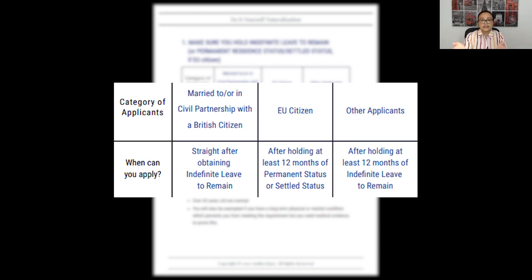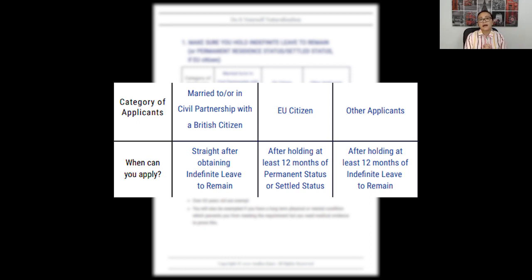Okay, for EU citizens. Now, this should be straightforward if I was recording this after 2021, when all the rules are the same. But at the moment, if you are an EU citizen holding a permanent resident status, and you've still not applied for your settled status, then it says here, after holding 12 months of permanent resident status or settled status. So you have to have the record of when you were granted the settled status. After 12 months, then you can apply to become a British citizen.